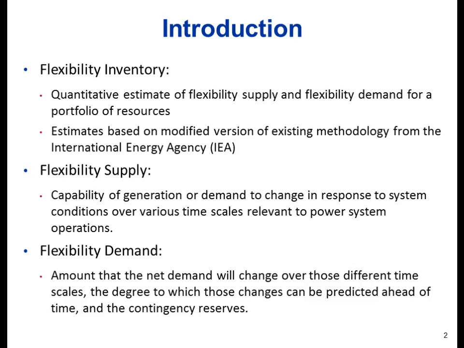We used their approach as a starting point and made some modifications to make the approach better suited to conditions in the Western U.S. The flexibility supply part of the inventory is an estimate of the capability of generation or demand to change in response to system needs. Since this capability depends on how much time you have to make the change, we quantify flexibility supply for several distinct timescales that are relevant to decision-making in power system operations. Flexibility demand, on the other hand, represents the system need for response. We estimate it based on the amount that the net demand could change over the different timescales and the degree to which those changes can be forecast. In addition, we also include contingency reserves as part of that flexibility demand.